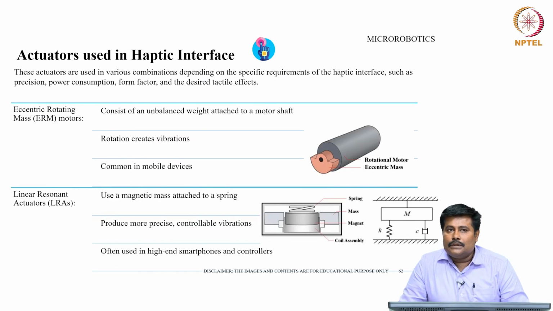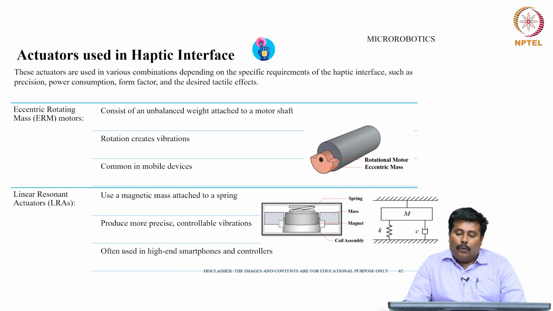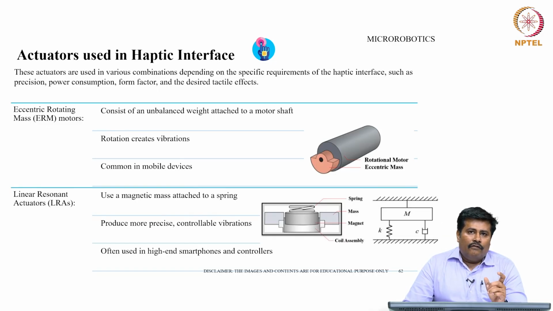Now let us discuss the actuators used in a haptic interface. These actuators are used in various combinations depending on the specific requirements of the haptic interface, such as precision, power consumption, form factor and the desired tactile effects.